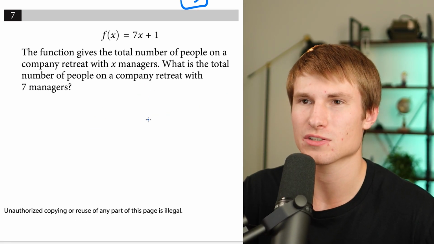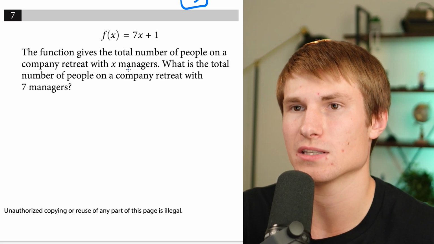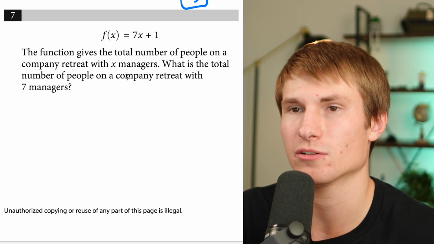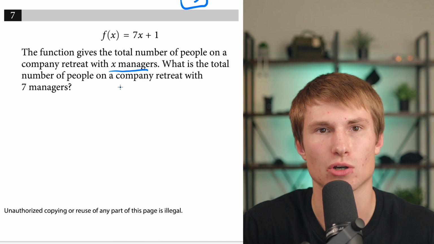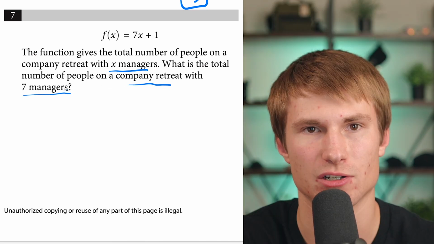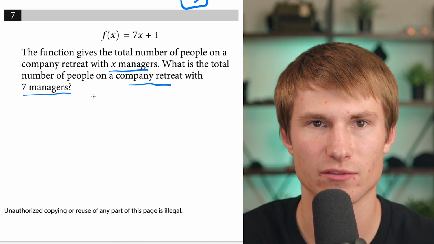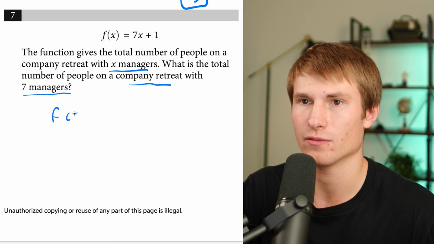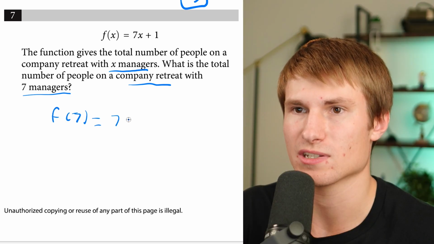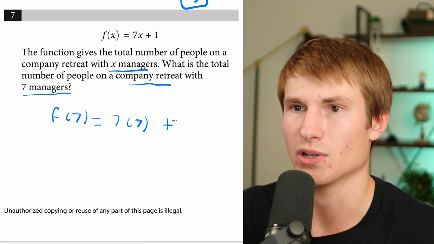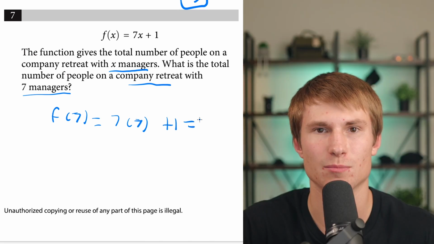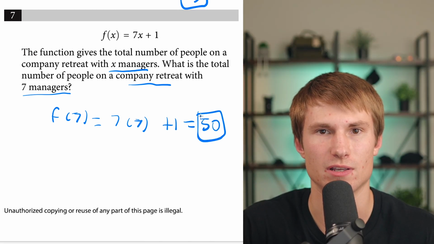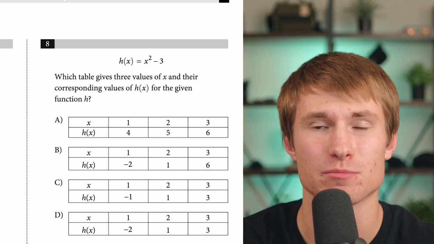Here's how to efficiently solve this SAT math question. Question 7 states the function gives the total number of people on a company retreat with x managers. What is the total number of people on a company retreat with 7 managers? Well, in this case, we just plug in 7 for x. So we would have f of 7 is going to equal 7 times 7 plus 1. 7 times 7 is 49. 49 plus 1 is 50. So our answer there is 50. Here's how to quickly solve this SAT math question by plugging and chugging.